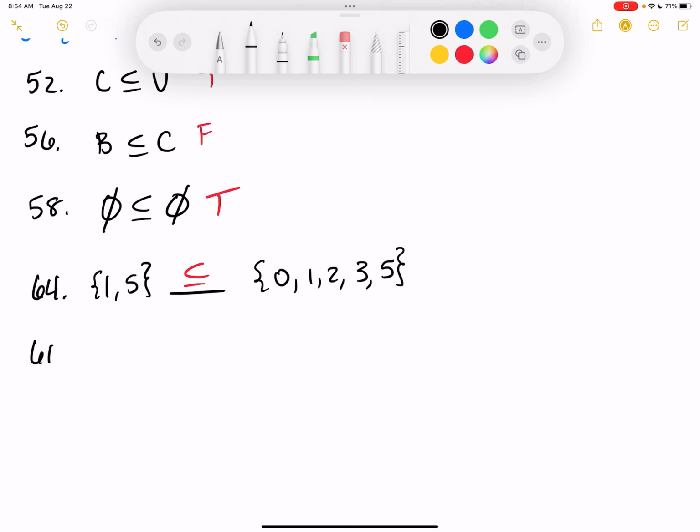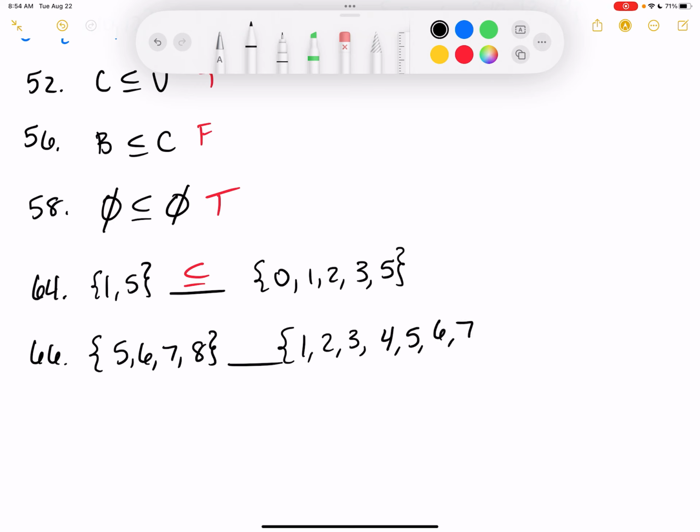Then 66, the set 5, 6, 7, 8, blank, the set 1, 2, 3, 4, 5, 6, 7. So is the set 5, 6, 7, 8 a subset of the other? No. Why not? Because there's no 8 on the right. Yep, there's no 8 on the right one, so that is not a subset of.